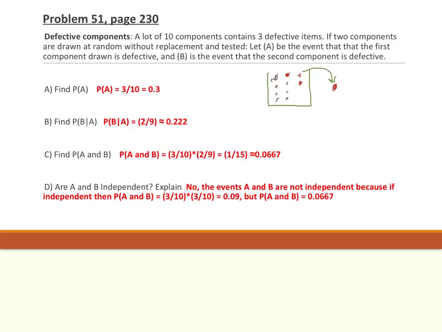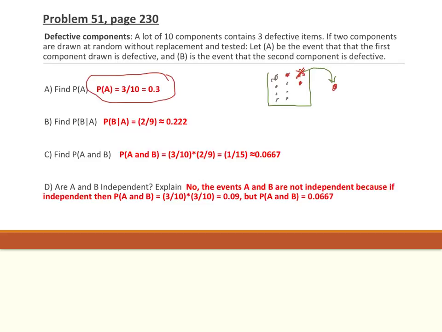So the probability of A is nothing more than 3 divided by 10. That makes sense because I have 3 defectives and I have 10 components, so the first draw is in fact 3 divided by 10. Now I leave that one out, so this one is gone, and now I'm left with 9 components.